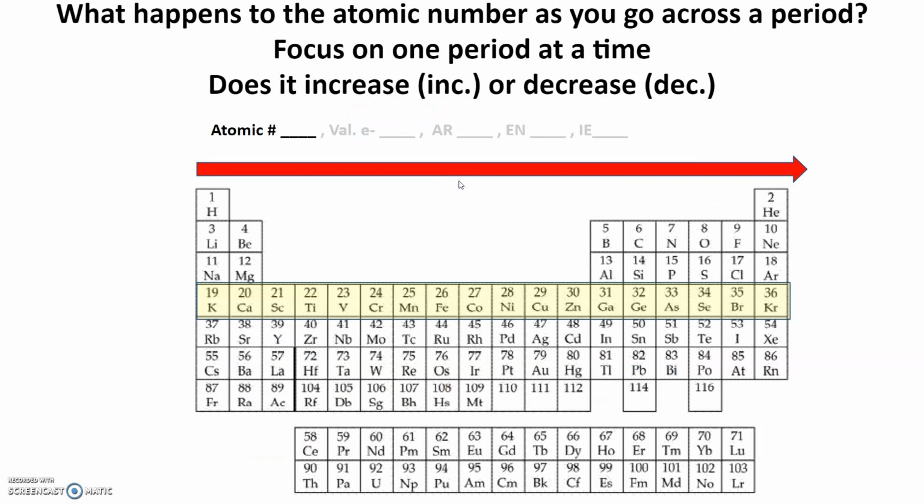Okay, so let's take a look at what happens to the atomic number as we go across a period in the periodic table. And it's important to just focus on one period at a time. So here I'm focusing on period 4, and the atomic numbers are shown at the top. What do you notice is happening to the atomic numbers as you go across to the right? Do they increase or decrease?